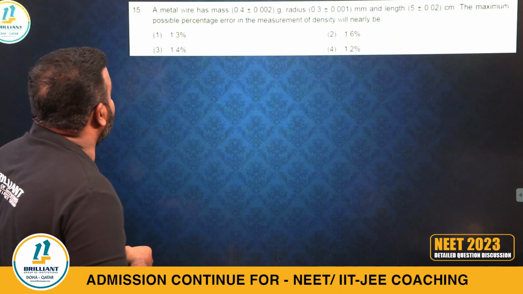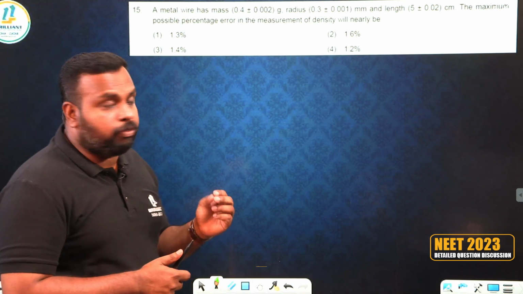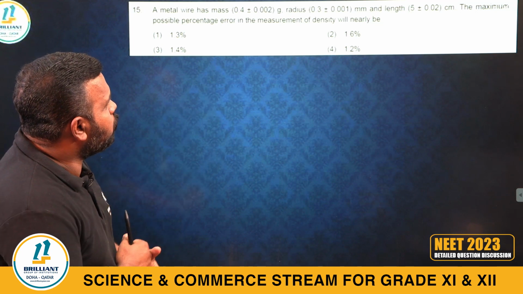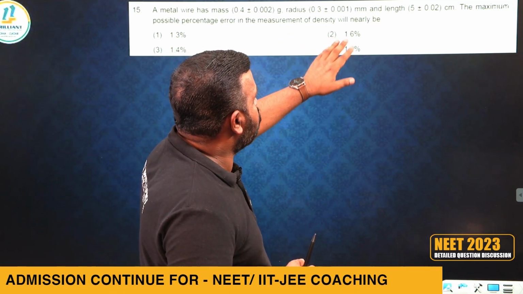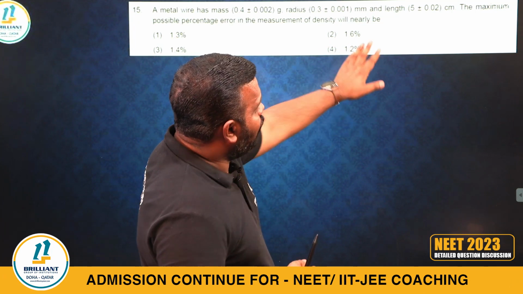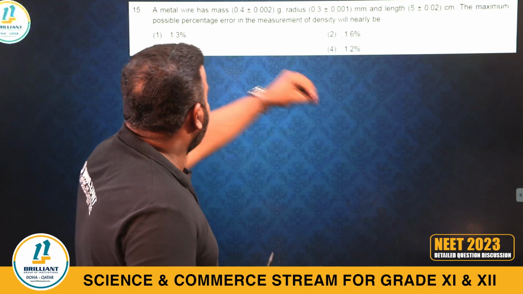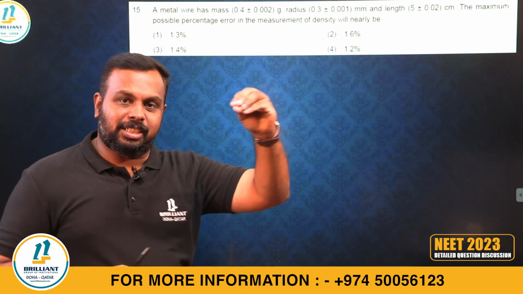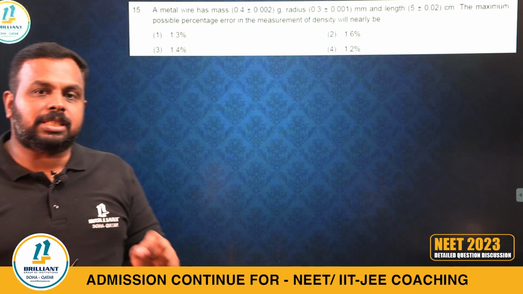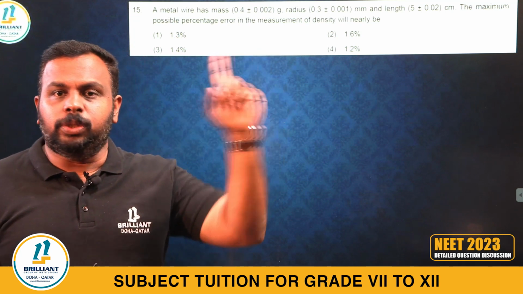Next, question number 15. A metal wire has a mass of 0.4 plus or minus 0.002 gram, radius 0.3 plus or minus 0.001 millimeter, and length 5 plus or minus 0.02 centimeter. The maximum possible percentage error in the measurement of density will be nearly. Percentage error. Question from what? Question from units and measurement.